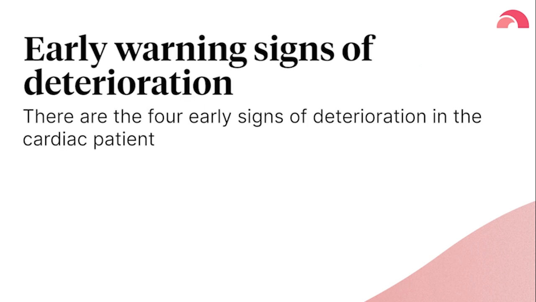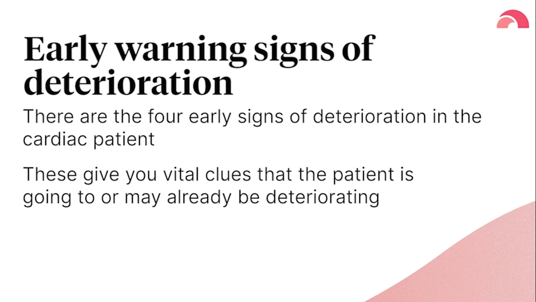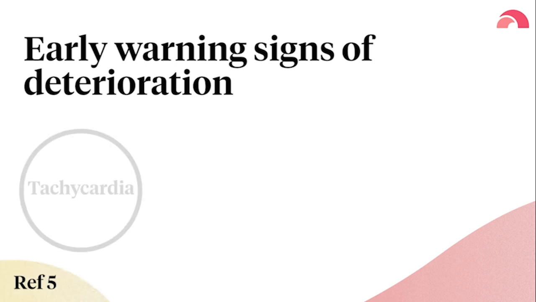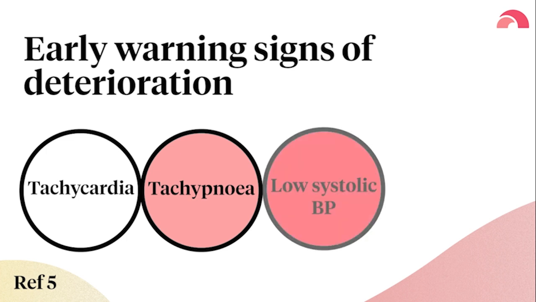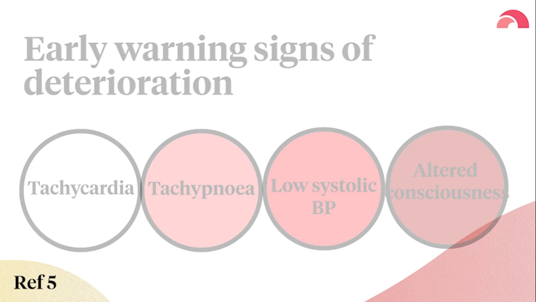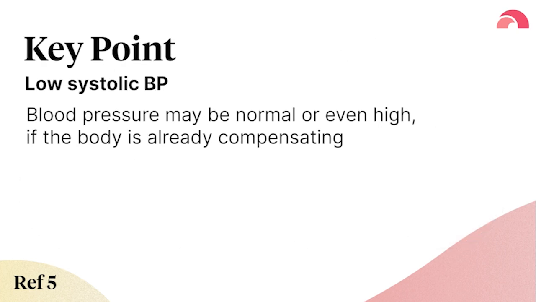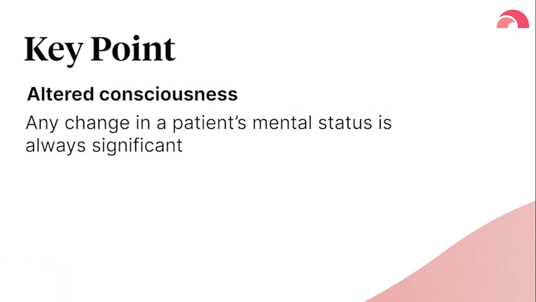There are 4 early signs of deterioration in the cardiac patient. These give you vital clues that the patient is going to or may already be deteriorating. These 4 vital clues are: 1. Tachycardia, 2. Tachypnea, 3. A low systolic blood pressure, and 4. Altered level of consciousness. But remember that blood pressure may be normal or even high if the body is already compensating. And remember, any change in a patient's mental status is always significant.